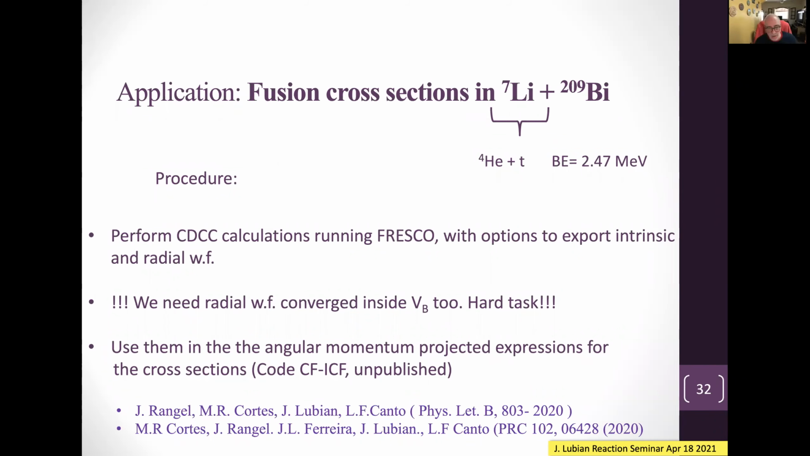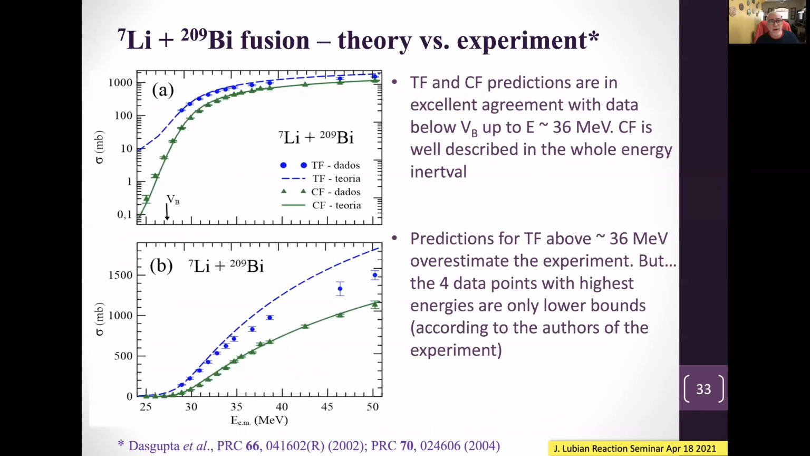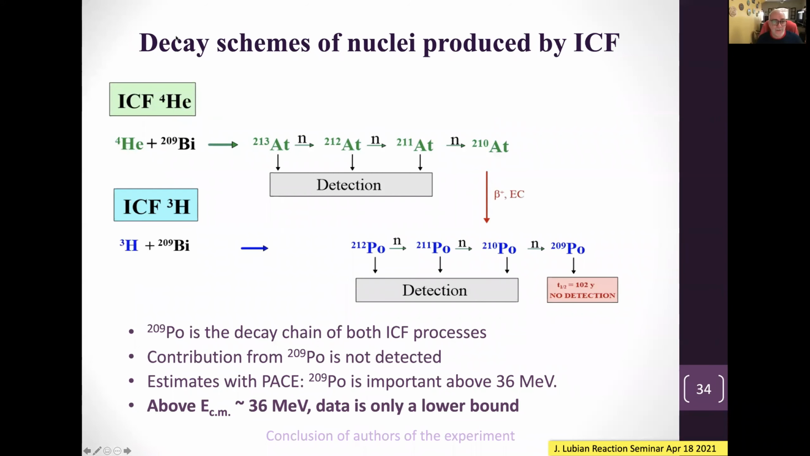Then we use these wave functions of the projectile to determine the probabilities, and using our code, we can calculate the complete and incomplete fusion. Here are the results for lithium-7 plus bismuth. We see a very good agreement with the complete fusion and incomplete fusion. This is only complete fusion and total fusion. For total fusion above the barrier, we do not have a very good agreement, but I will explain in the next transparency why this should happen.